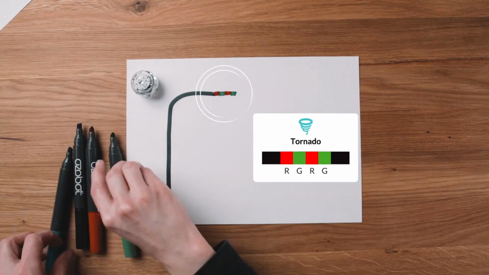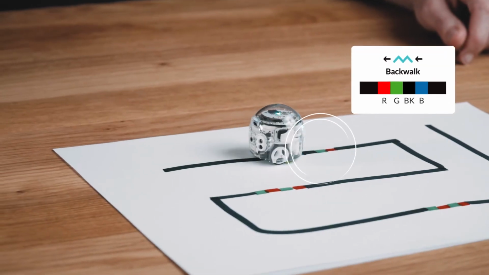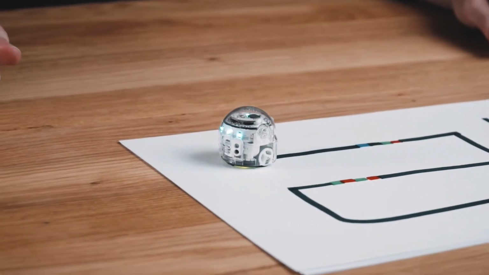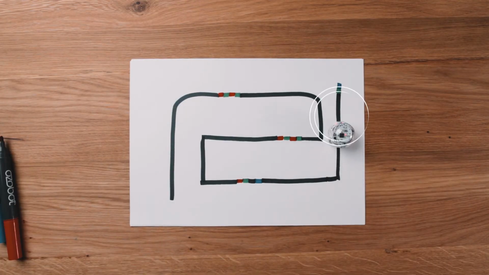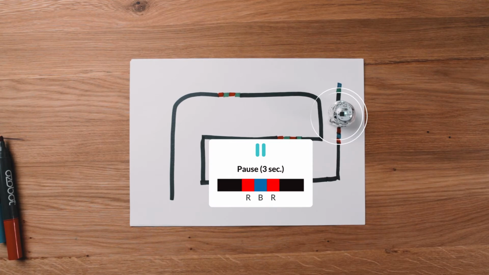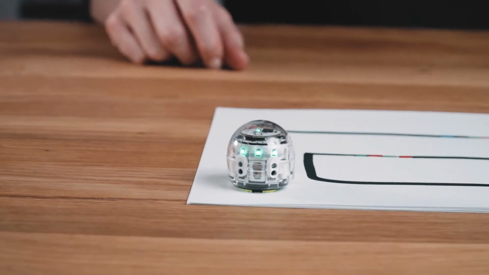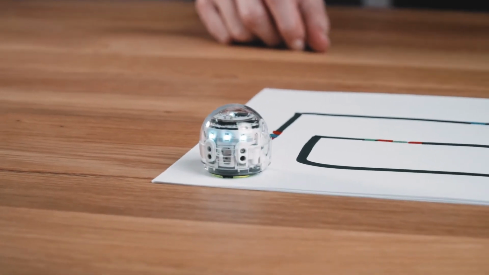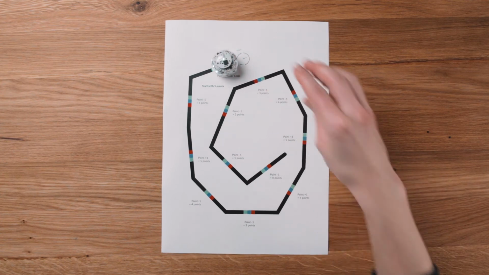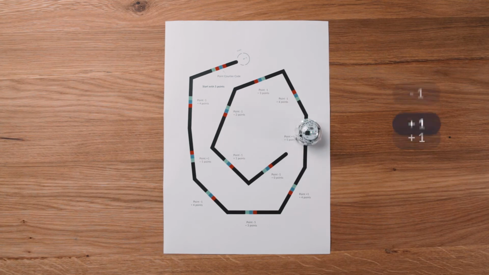Want to add a little more excitement? Use a special move code like tornado or backwalk. With timer color codes, you can program your bot to count down, stop, and pause at a certain part of your map. When your bot reads a win or exit code, it does a victory dance and either starts over or turns off. Your Evo will count intersections, turns, color changes, and points with the counter codes.